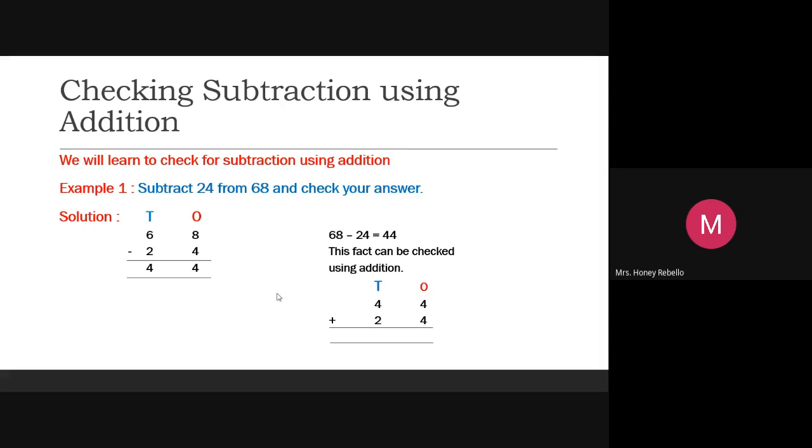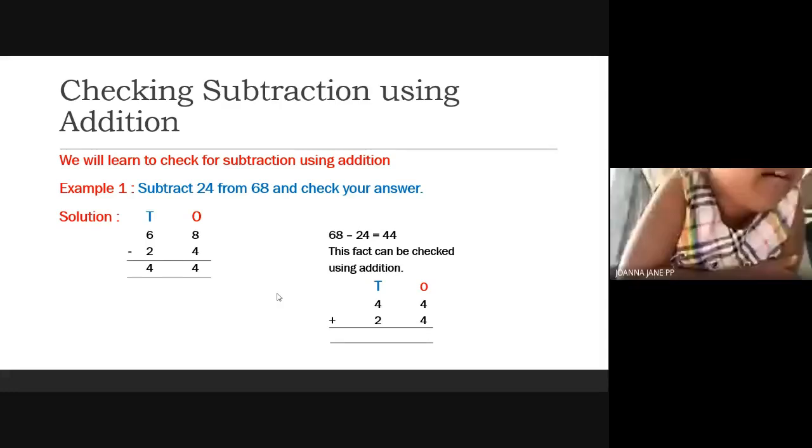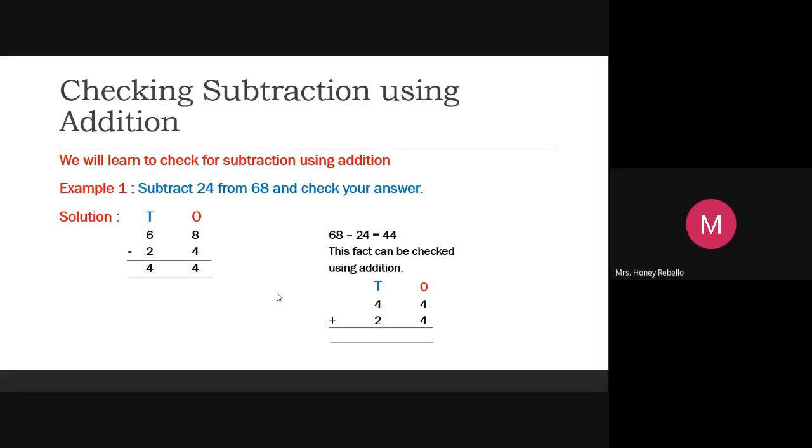Okay. Now, Jane, you just tell me 68 minus 24. We are going to take 24 from 68. Can you do it in the ones place? What is 8 minus 4? 4. 6 minus 2? No, 6 minus 2. 4. Now wait.